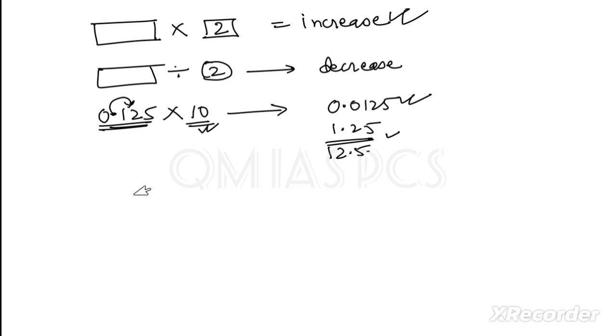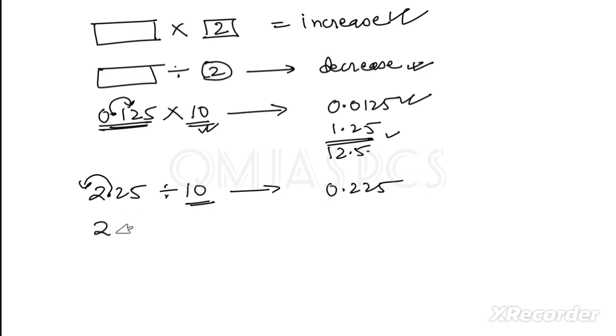For division we can say, like if it is 2.25 divided by 10, then what will happen? The answer will decrease, as I have told you. So here the decimal will shift towards the left side, but by how many digits? If it is 10, it will shift by one digit. So we can write here 0.225.